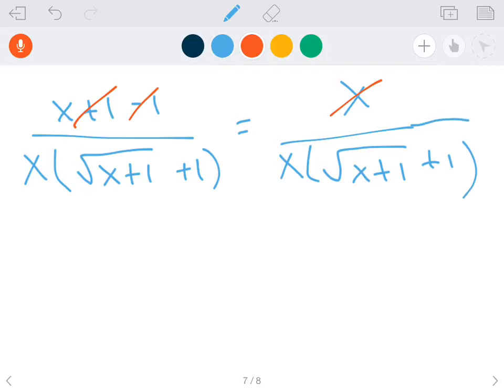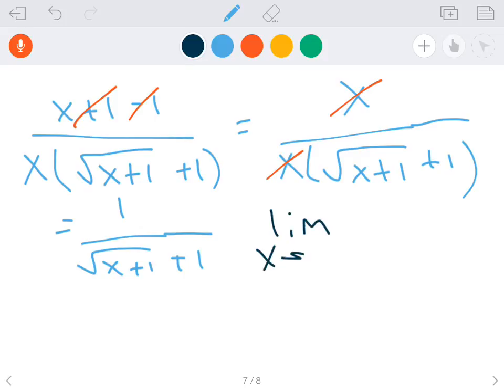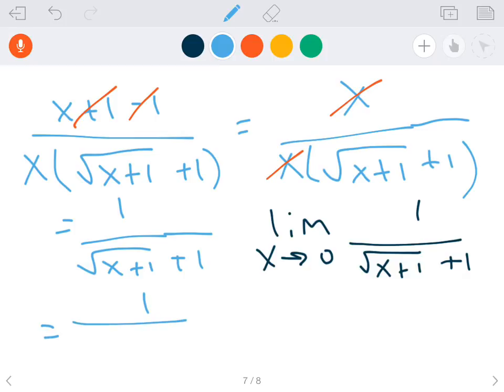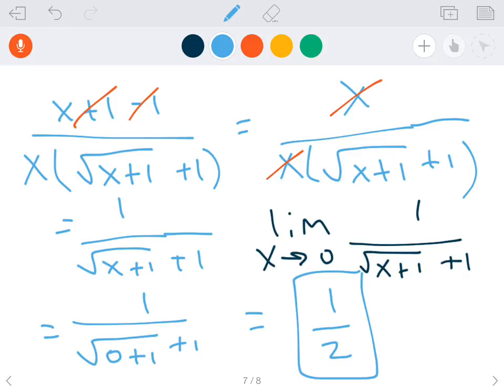And look what happens. The x cancels the x on the bottom, and I am left with 1 over the square root of x plus 1 plus 1. So I can rewrite my limit problem. I'm looking for the limit as x approaches 0 of 1 over the square root of x plus 1 plus 1. And now this is something that I can plug 0 into and get an answer. So I've got 1 over 1 plus 1, or 1/2, and we're done.